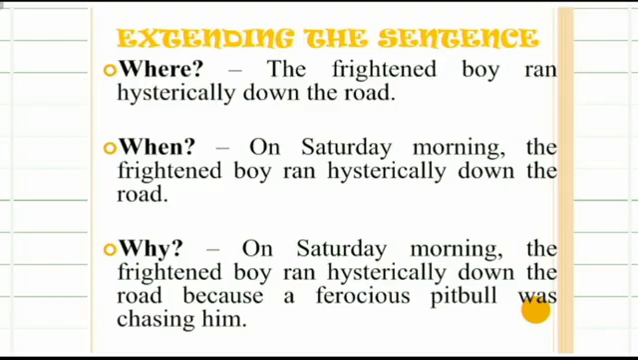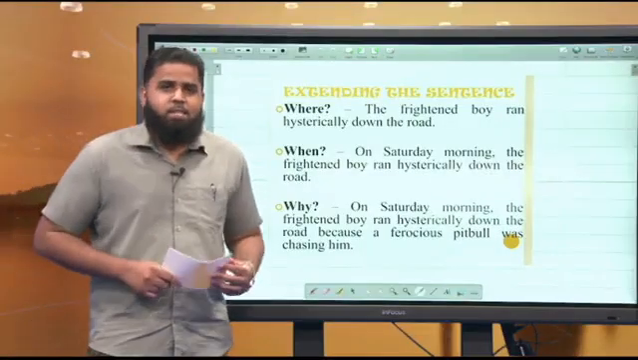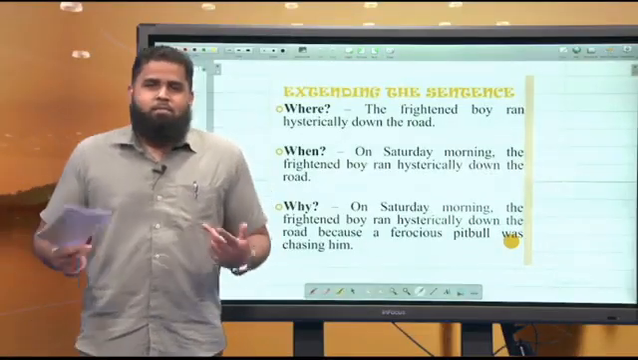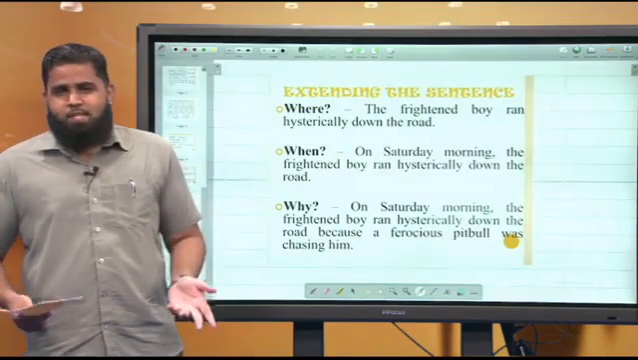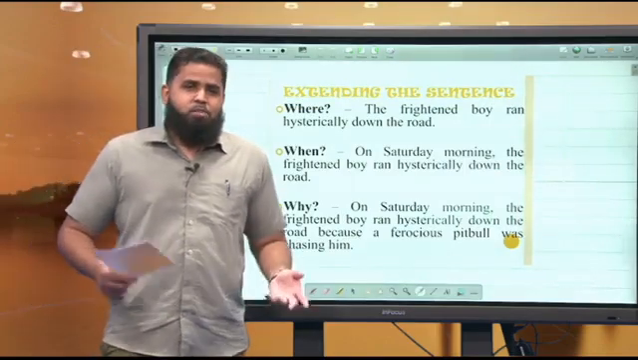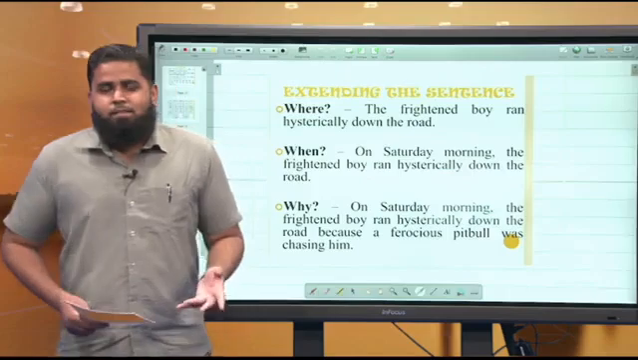So it was a Saturday morning, right? It's the when. On Saturday morning, the frightened boy ran hysterically down the road. And why? Why was he running? Okay? On Saturday morning, the frightened boy ran hysterically down the road because a ferocious pit bull was chasing him. All right. Now listen to this, guys. The boy ran. Is it a complete sentence? Yes, it is. It tells us that a boy is running. Do we know why he's running? Do we know how he's running?